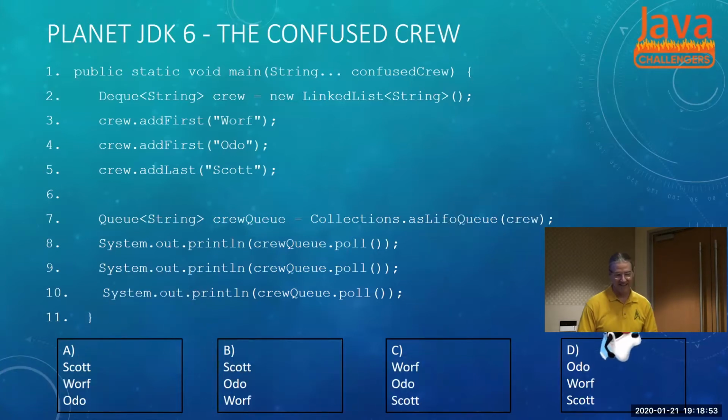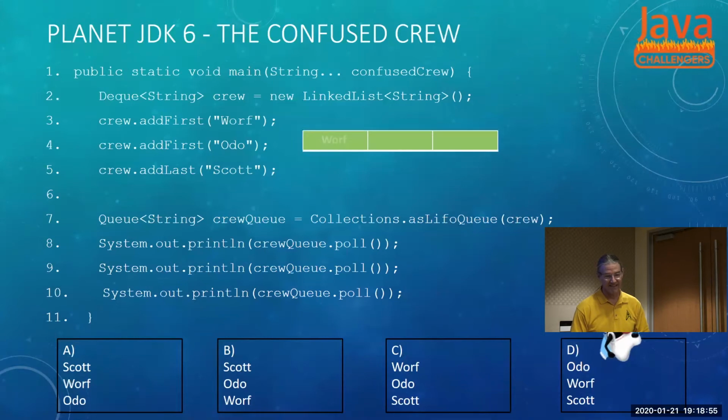Where's Duke gonna land? D. Oh, why is that? Well, take a look. We put Worf into the array. Stick Odo in there first, and then we add last Scott. So, seems very straightforward. Arrays can be tricky, though. Are there any questions on this one?